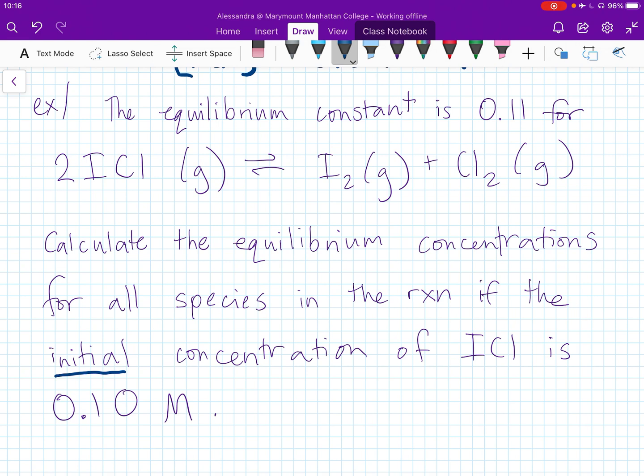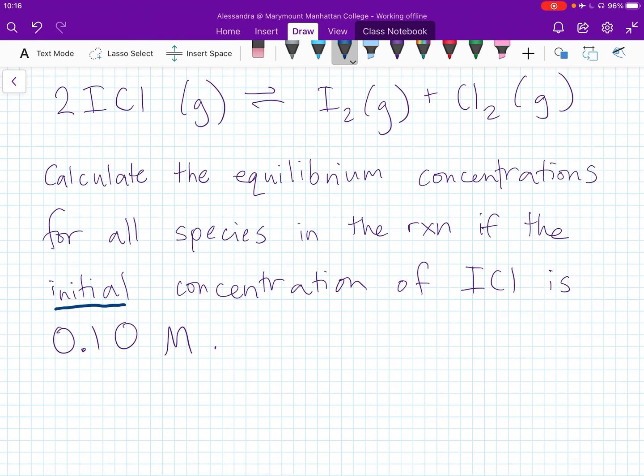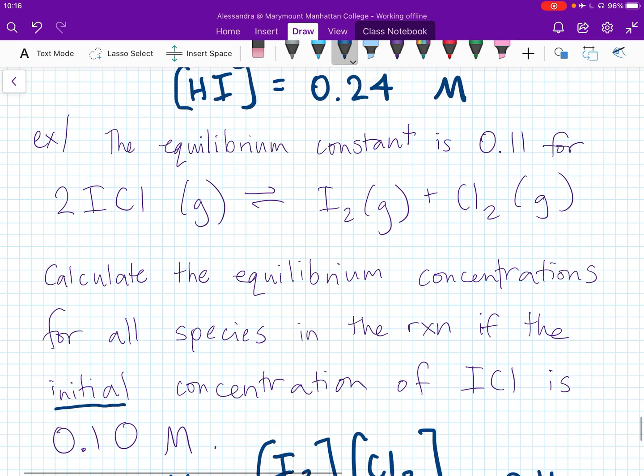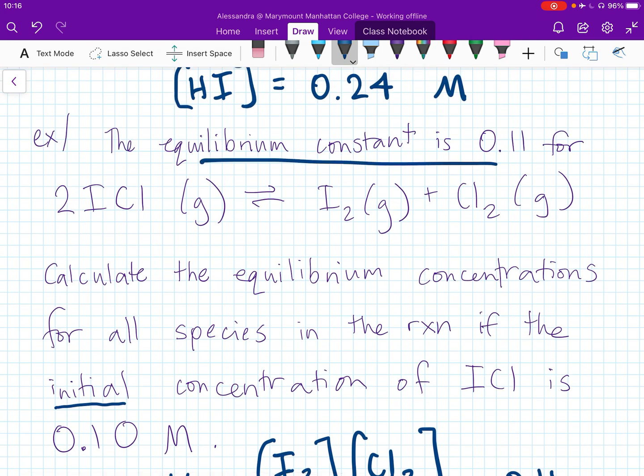All right, so the initial concentration is not an equilibrium concentration. This is what we're starting with. So once again, let's write the expression for K for this reaction based on the stoichiometry of the reaction. So I have I2 raised to the power of 1, Cl2 raised to the power of 1 over ICl squared. Okay, you should be able to write a K expression for any reaction. We know that this K value is equal to 0.11 because the problem told us that the equilibrium constant is 0.11.